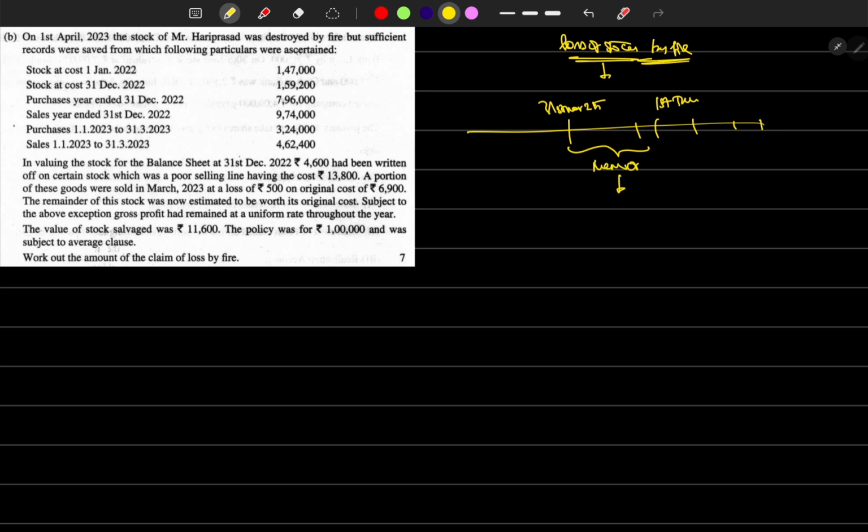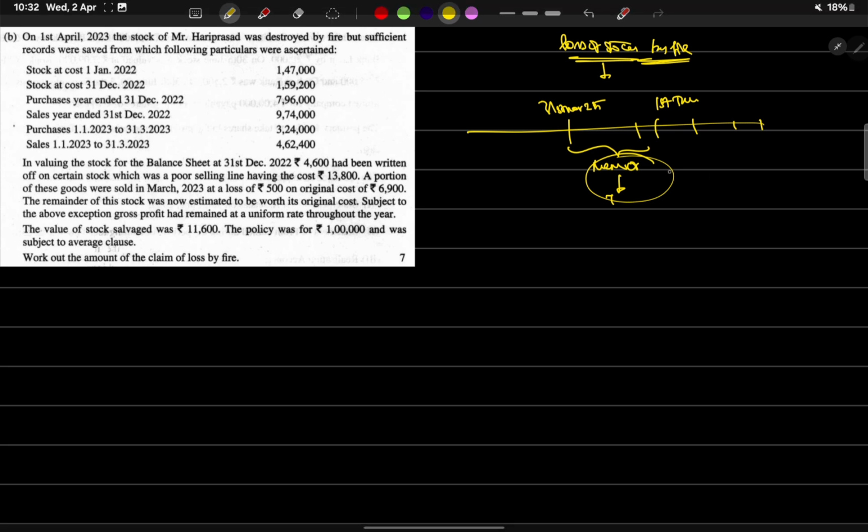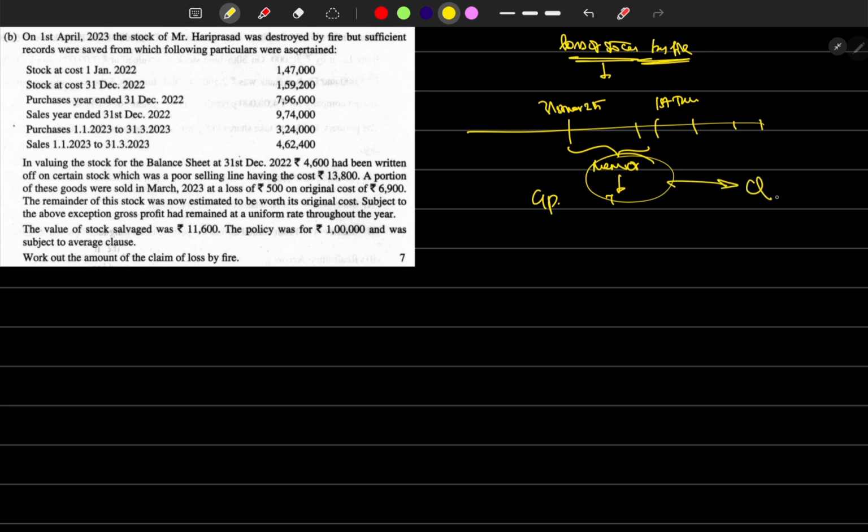This is the working paper trading account we have to prepare and find out the closing stock on that fire date. Based on that only we can find out the policy amount, which can be partly payable by the insurance company. To find the closing stock on the date of fire as a balancing figure, we need to find out the GP. Then only we can find out the closing stock.